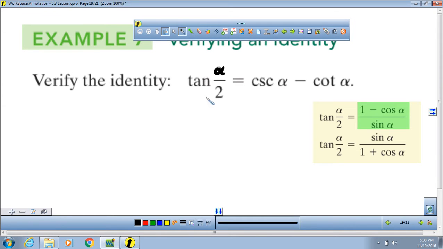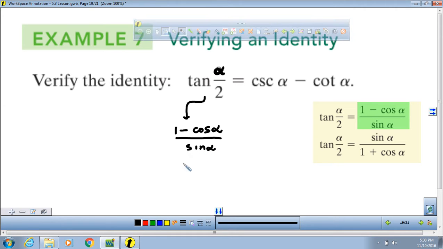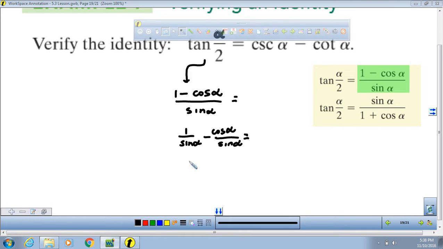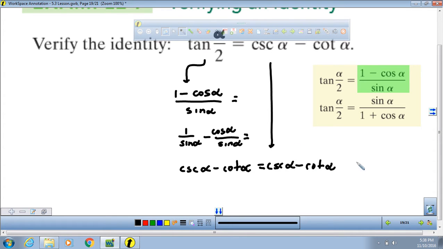So tangent of alpha divided by 2, according to the formula, is 1 minus cosine of alpha over sine of alpha. If you separate it into two fractions, you're going to get 1 over sine of alpha minus cosine of alpha over sine of alpha. And then what do we know about that? 1 over sine is the same thing as cosecant, and cosine over sine is the same thing as cotangent, and we are done. Because that is equal to cosecant of alpha minus cotangent of alpha, which is what we have on the other side. Checks.